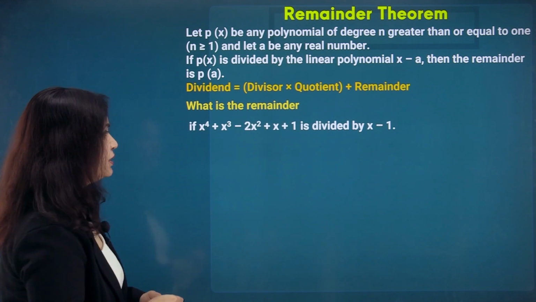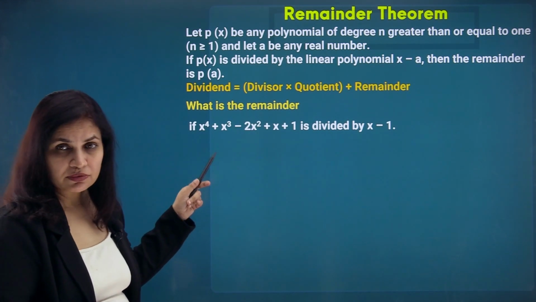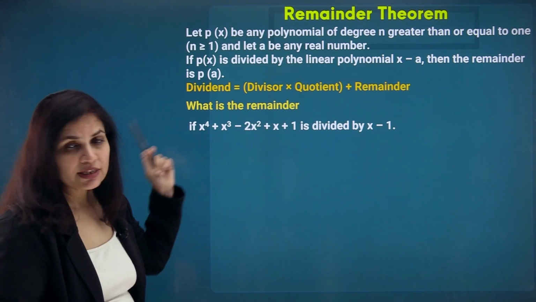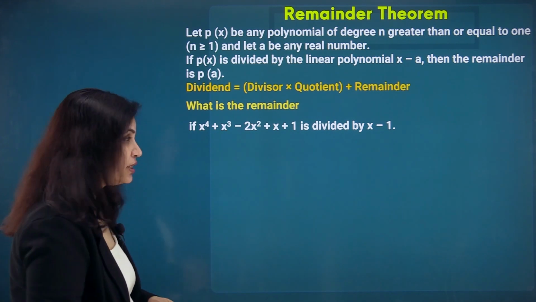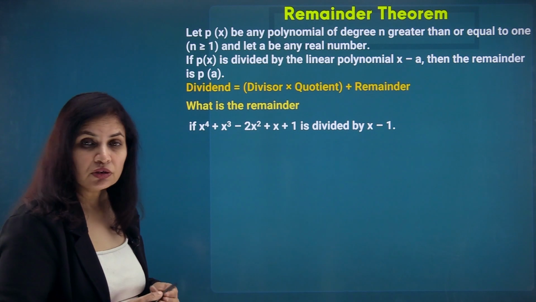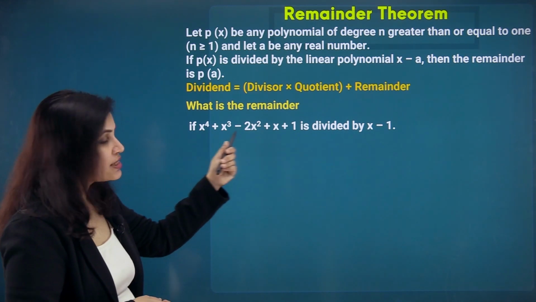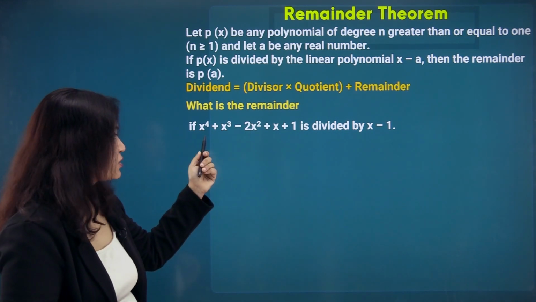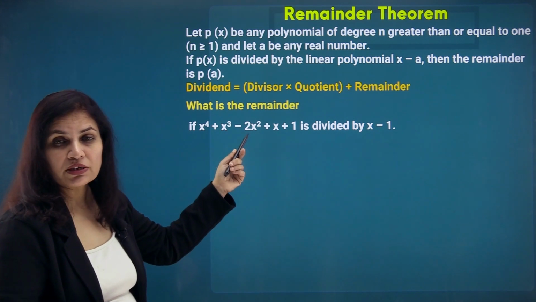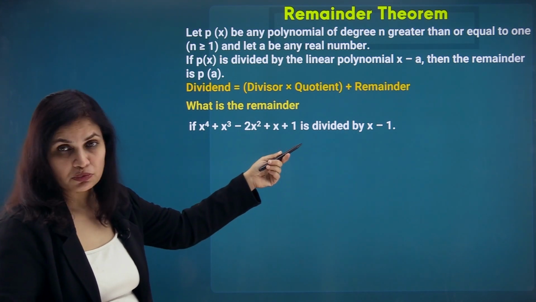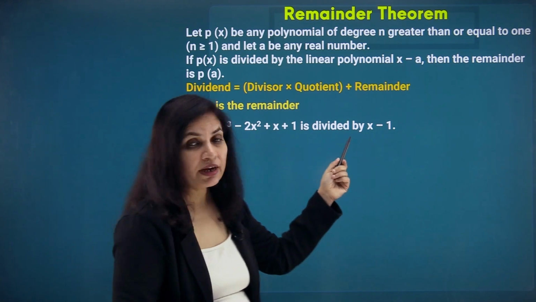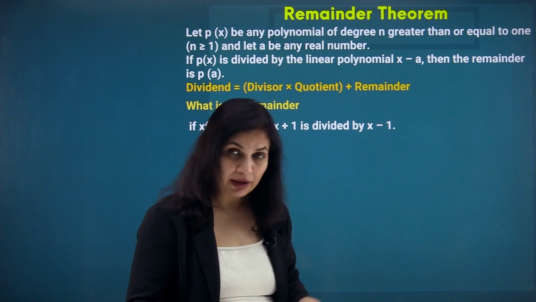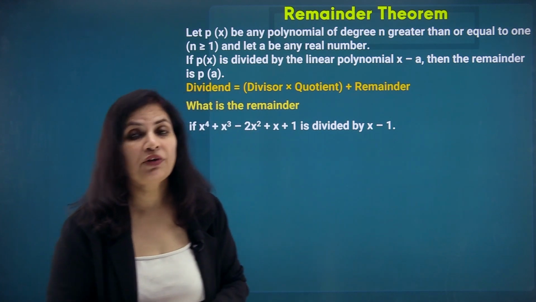What is the remainder? By just solving this example, we will come to know how to find the remainder very easily by applying the remainder theorem. If this is the given polynomial, x raised to the power 4 plus x cube minus 2x square plus x plus 1, yes, this is a polynomial of degree 4, and if it is divided by the linear polynomial x minus 1, then how do we find the remainder?